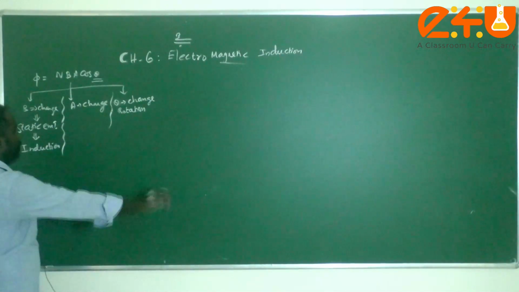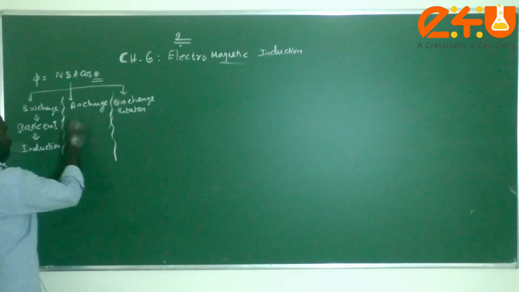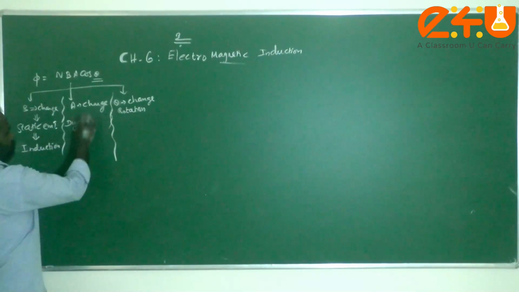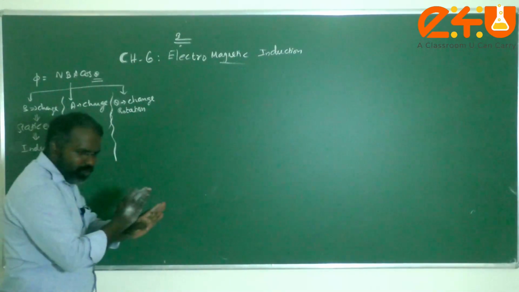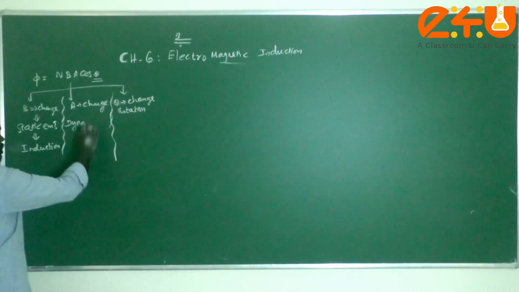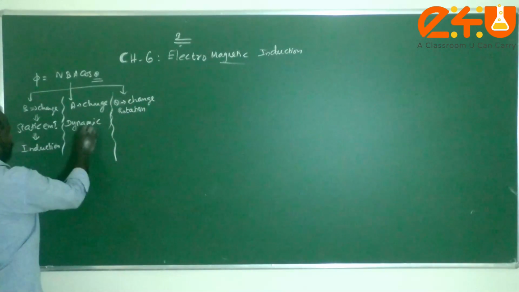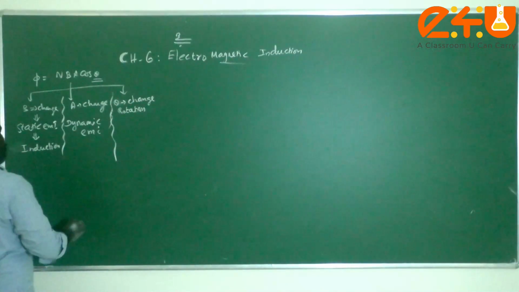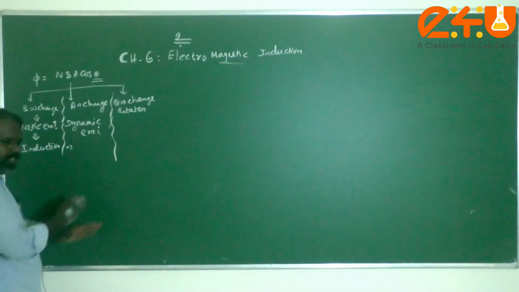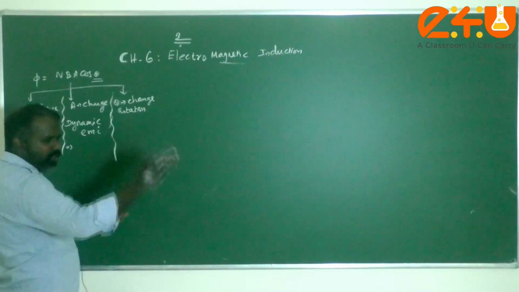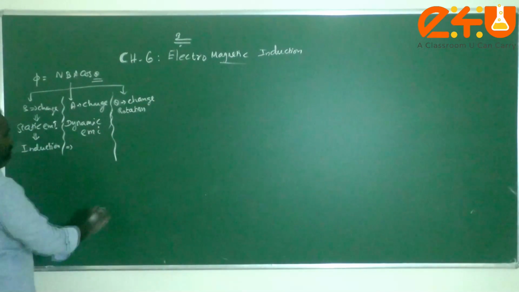The next one is area change. That is called dynamic EMI. Some conductor should be in motion. Therefore that is called dynamic EMI, like a moving rod or rotating rod in the magnetic field.